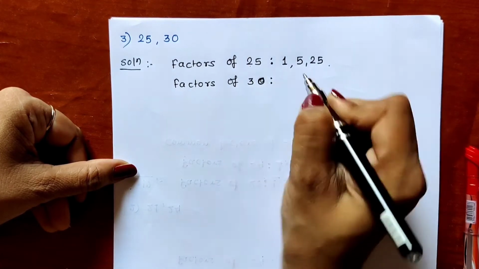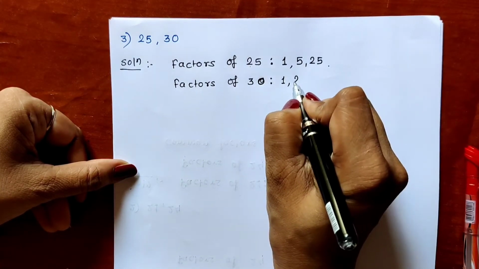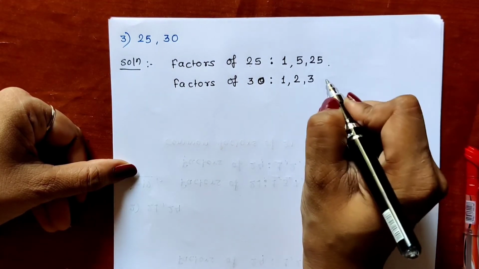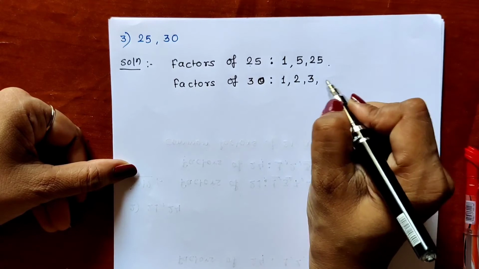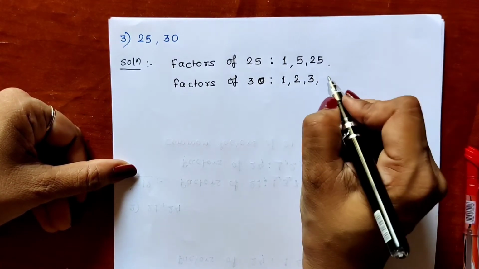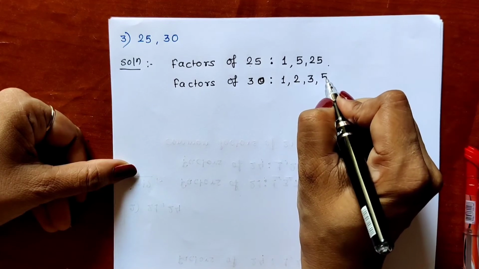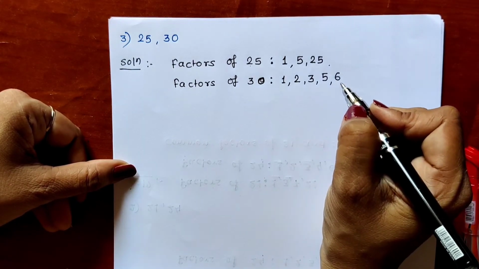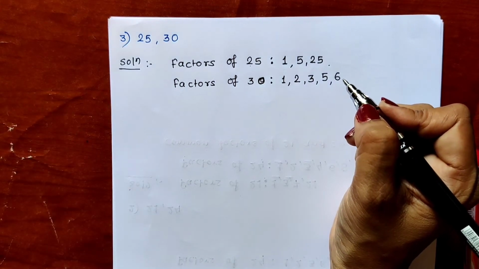30 is divisible by 1. Is it divisible by 2? Yes, 0 is in the unit place. Is it divisible by 3? Yes, 3 tens are 30. Is it divisible by 4? No. 5? Yes, because 0 is in the unit place. 5 6s are 30. Is it divisible by 6? Yes, 6 5s are 30. Is it divisible by 7, 8, 9?